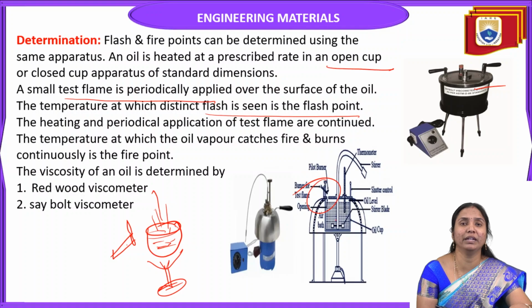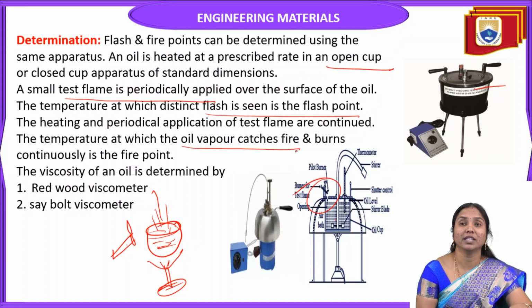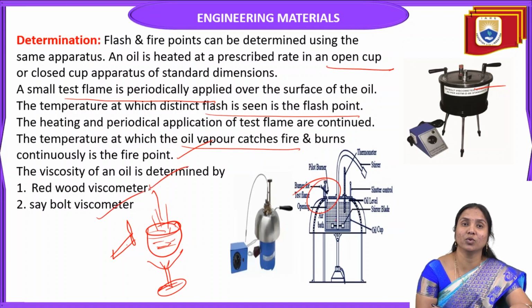The heating and periodic application of the test flame are continued. The temperature at which the oil vapors catch fire and burn continuously is the fire point. The viscosity of oil can be determined by the Redwood viscometer, Ostwald's viscometer or Saybolt viscometer. This is a Redwood viscometer, which is used for the determination of flash point and fire point.